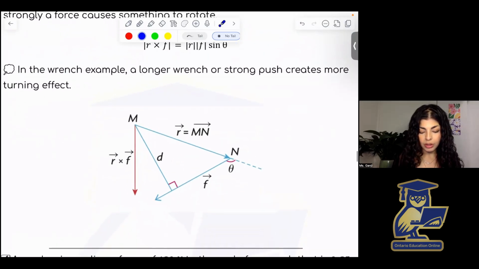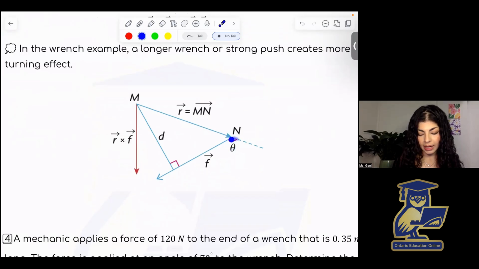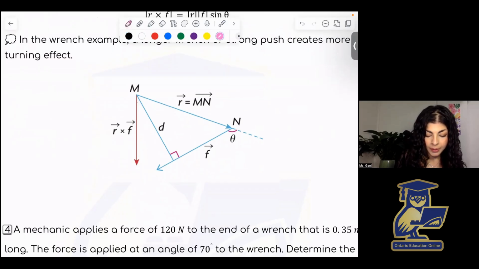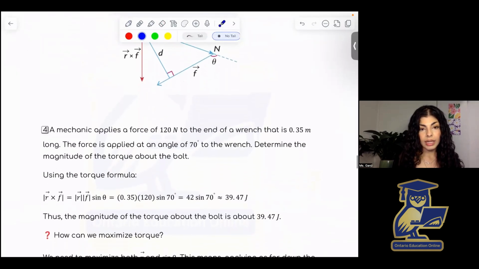So what that would look like in terms of our vectors, here we have our turning point M. This is the radius. So for example, this could be the length of the wrench, and this is the force that's being applied. And this is our angle that we are looking at here when we say theta. And this is now the resulting vector of the cross product of r and F. And in fact, this is three-dimensional space, right? This is perpendicular to r, and it is perpendicular to this force F as well. So let's look at an example now.